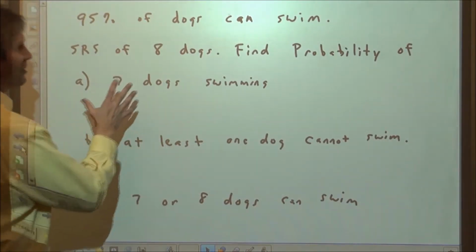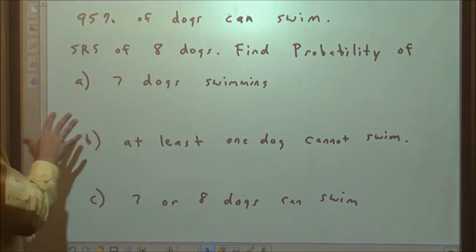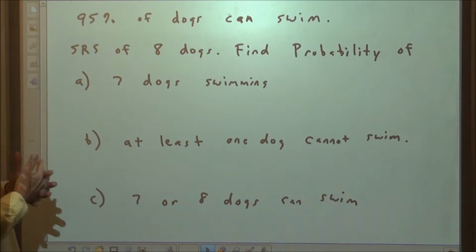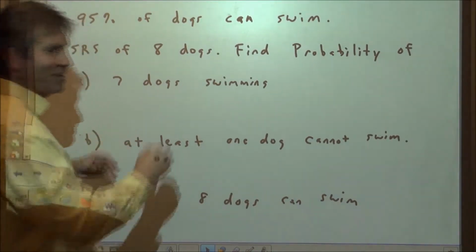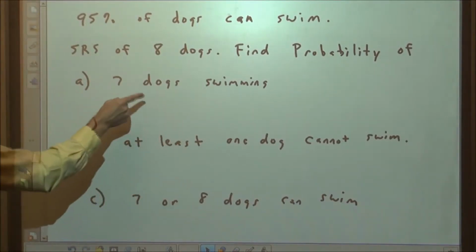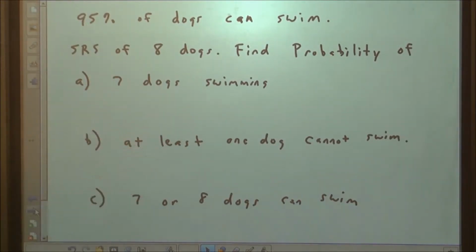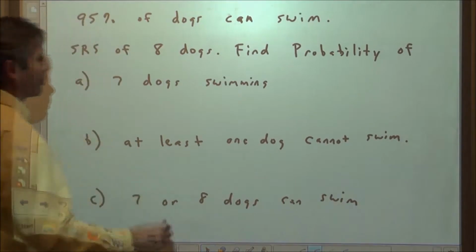Anyways, we have an SRS of 8 dogs. So we're going to take 8 dogs at random. Find the probability that 7 dogs are swimming. I don't know what the other animals are doing, but 7 of these 8 dogs, they're swimming. So what we're going to do is we're going to do a binomial probability formula.